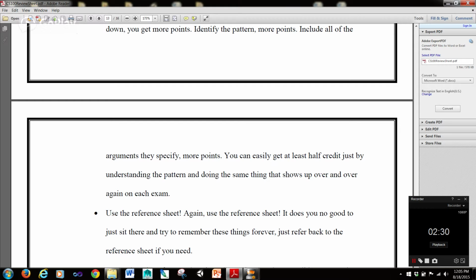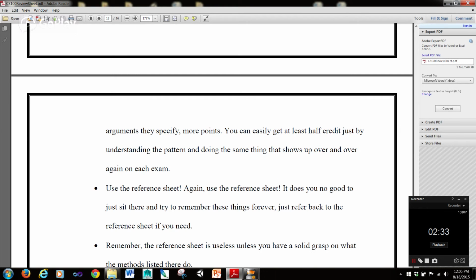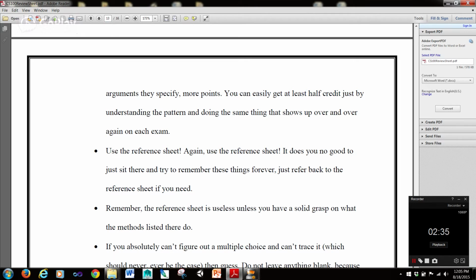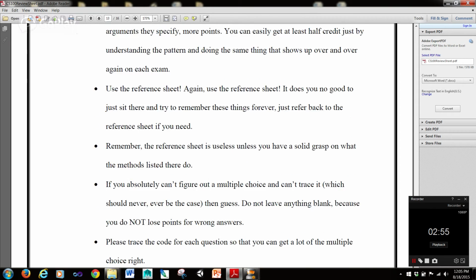Don't leave these things blank, especially the open-ended ones. Use the reference sheet, the cheat sheet that we give you. It does you no good to just sit there and try to remember all the things that we've talked about. Just refer back to the reference sheet. That's why we give it to you on the examination day. It sounds silly, but sometimes you get caught up in taking the test, and you don't want to use that two-page cheat sheet that we give you.